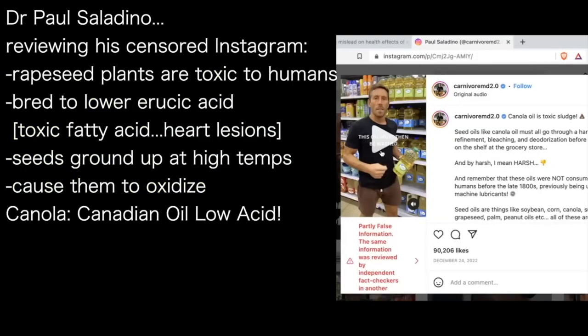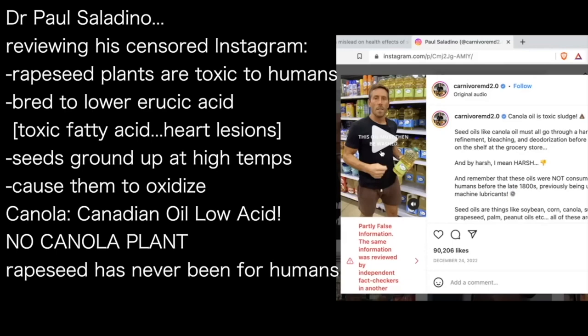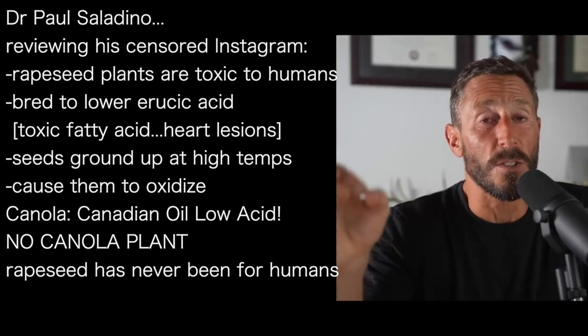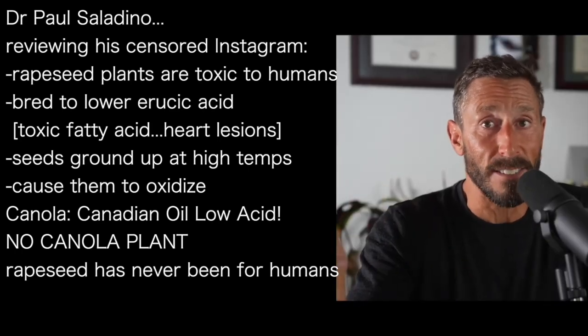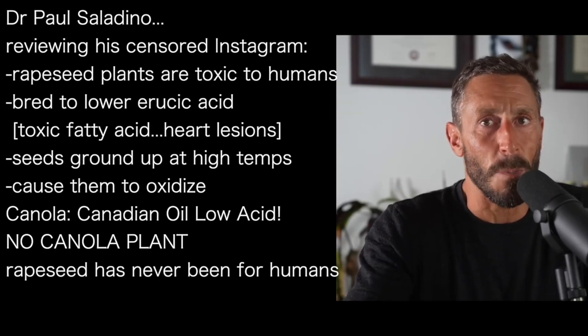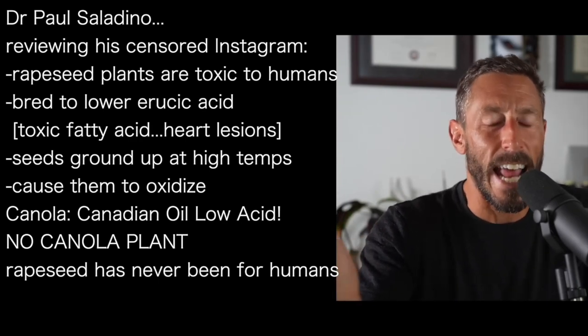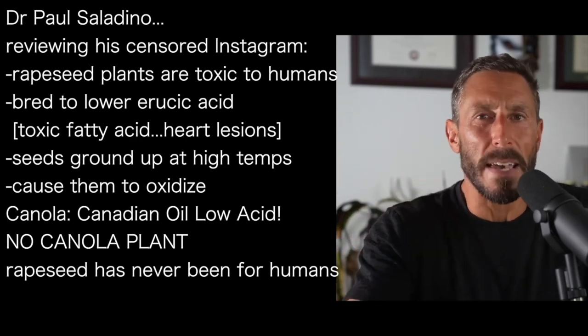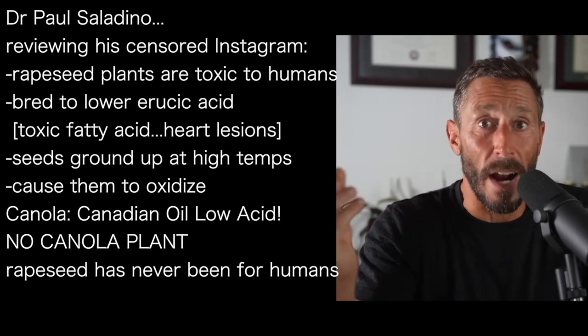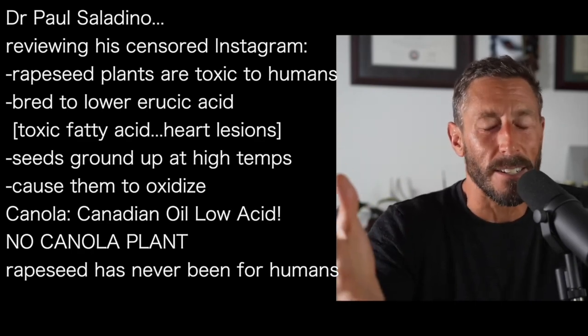The name canola is an acronym for Canadian Oil Low Acid. There's no such thing as a canola plant. That was made up by the Canola Association a few decades ago. Rape seeds are a plant, but that plant has never been food for humans. Canola is a special variety of rapeseed with low erucic acid, a harmful thing for humans. If we have to take erucic acid out of a plant, why are we making oil out of that plant in the first place? And when you grind it up and heat it, it's going to become oxidized.